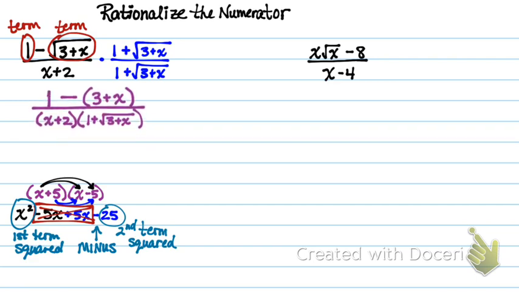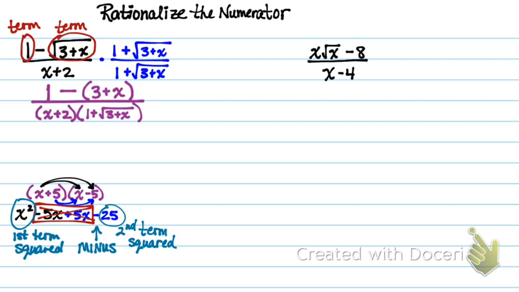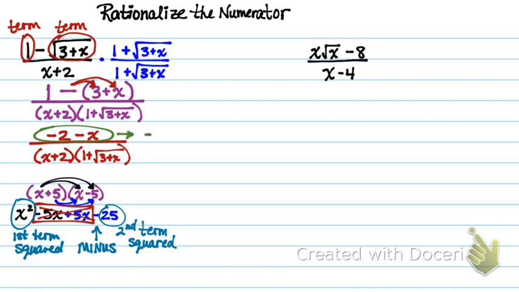I still need to simplify my numerator a little bit here. I'm going to distribute the subtraction to both pieces. So I would have 1 minus 3, which would give me negative 2, and then minus x. All over x plus 2 and 1 plus the square root of 3 plus x. Can that numerator factor at all? I can take a negative 1 out. If I take a negative 1 out of my numerator, what does it change it to? x plus 2.